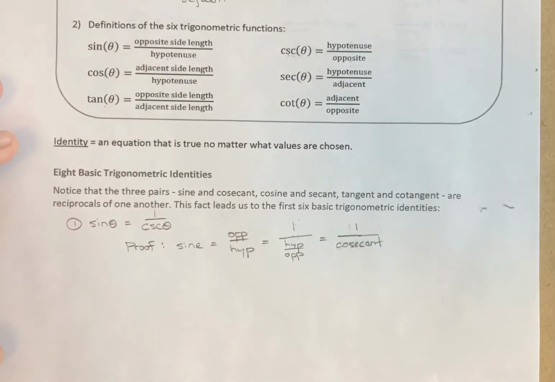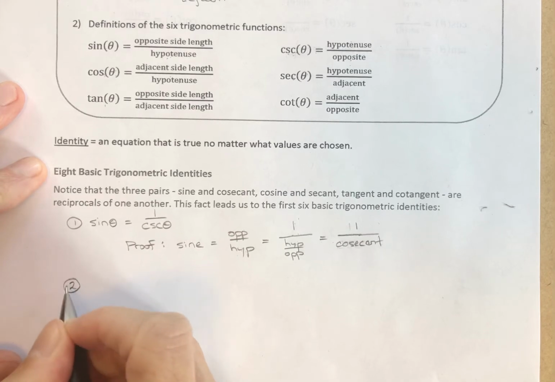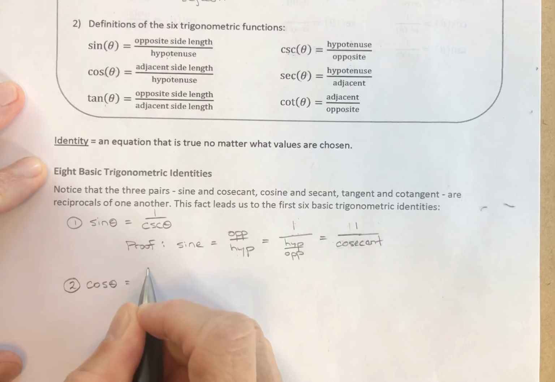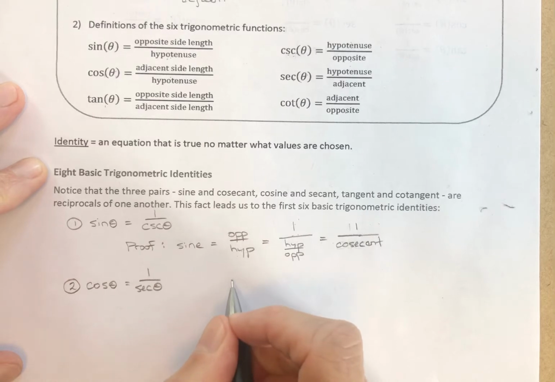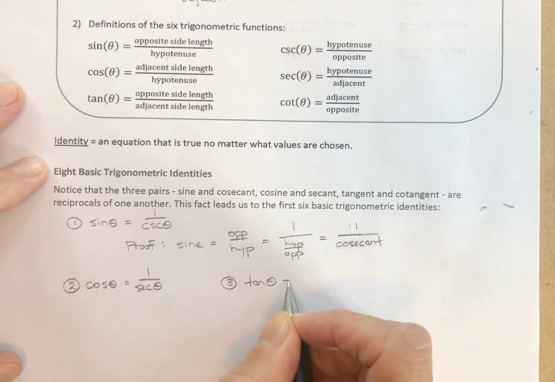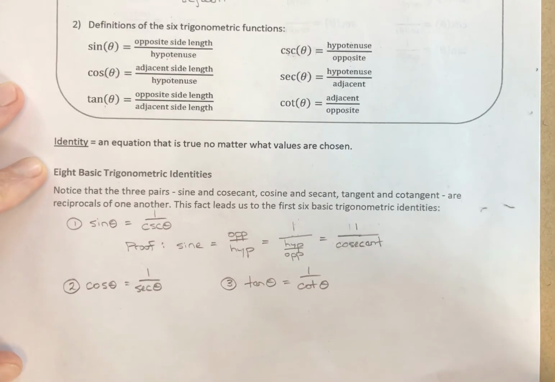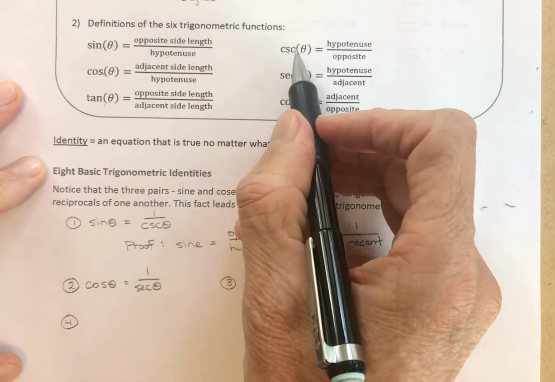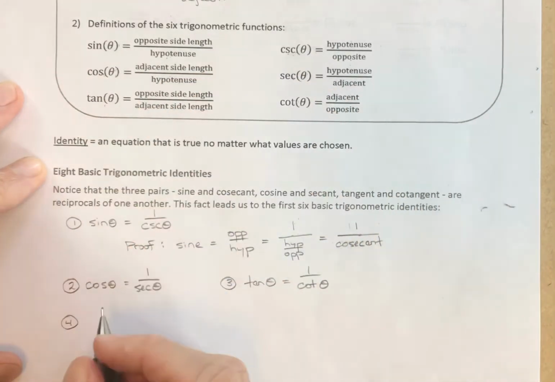Okay, and continuing, we can do all those the same, but I'm going to go ahead and just write down the first 6. The cosine of an angle is equal to the reciprocal, 1 over the secant of the angle. The tangent of the angle is equal to 1 over the cotangent of the angle. And continuing on with number 4, 5, and 6, we'll just go the reverse direction. We'll now define these in terms of the reciprocals of these.